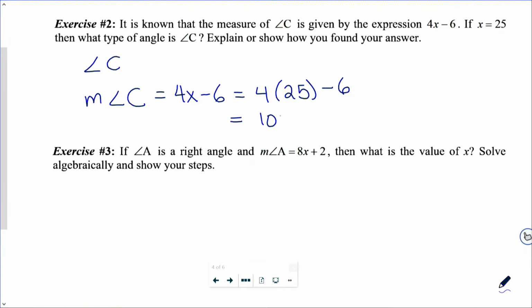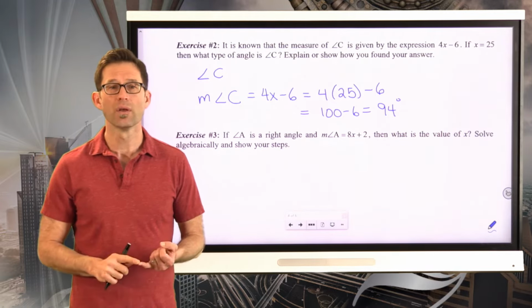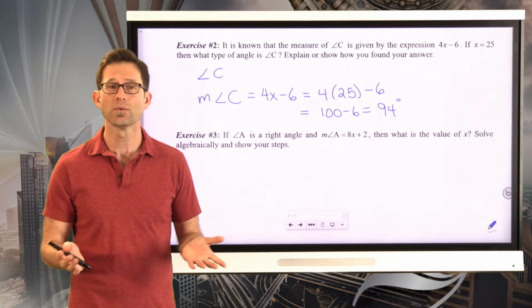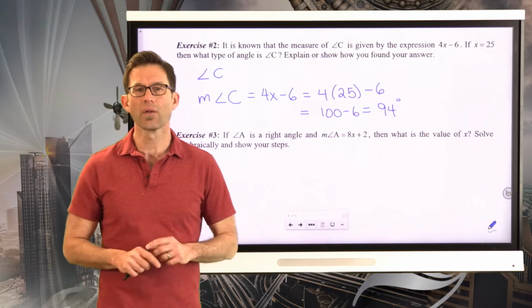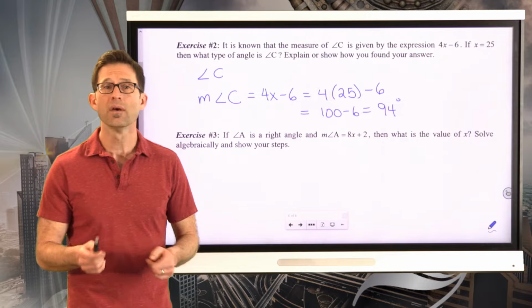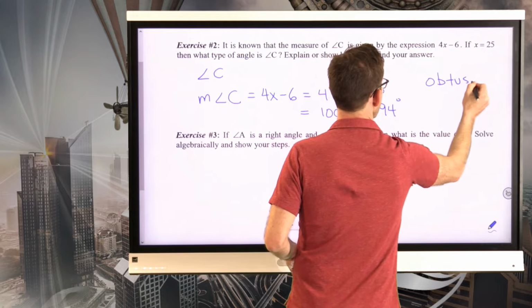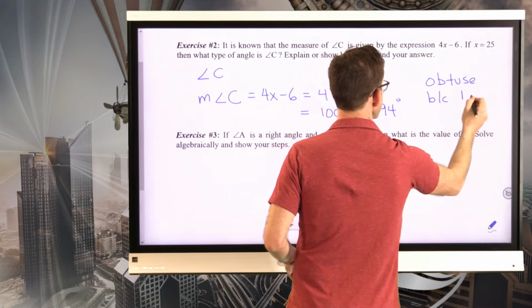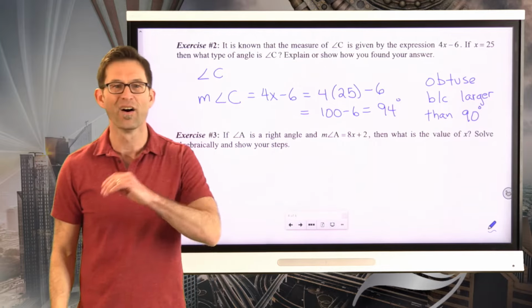Now 4 times 25 is 100, which I'm sure you know. Minus 6 gives me 94 degrees. So based on this, what type of angle is angle C? Is it acute, right, obtuse, or straight? Which one is it? Well, it's obtuse, because an obtuse angle is any angle that is larger than 90 degrees but less than 180 degrees. I really should say larger than 90 degrees, but not 180 degrees.